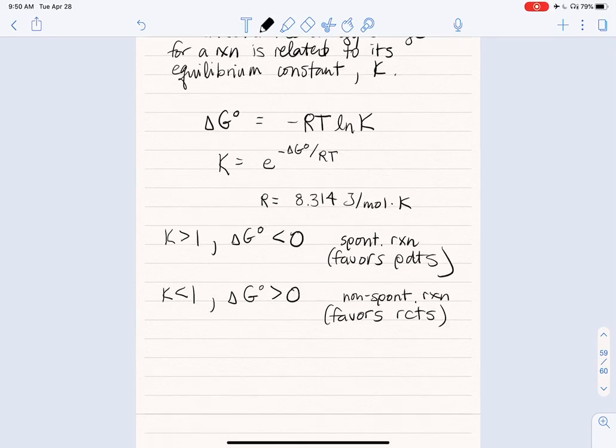Now, let's consider the situation where K is equal to 1. What's the natural log of 1? Why, it's 0. So that is the border between spontaneous and non-spontaneous, right? So when K is equal to 1, delta G naught equals 0, it's a perfect balance of reactants and products. So you have appreciable quantities of both.